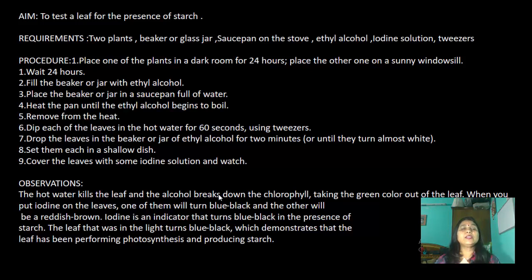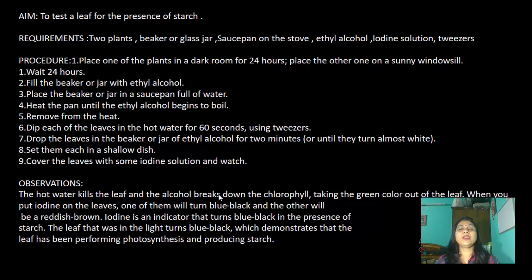The hot water kills the leaf and the alcohol breaks down the chlorophyll, taking the green color out of the leaf. When you put iodine on the leaves, one of them will turn blue-black and the other will be reddish-brown. Now iodine is an indicator. If you put iodine on starch, it will turn blue-black. So iodine is an indicator that turns blue-black in the presence of starch. And the leaf that was in the light turns blue-black. That means photosynthesis took place in that leaf which was in light.